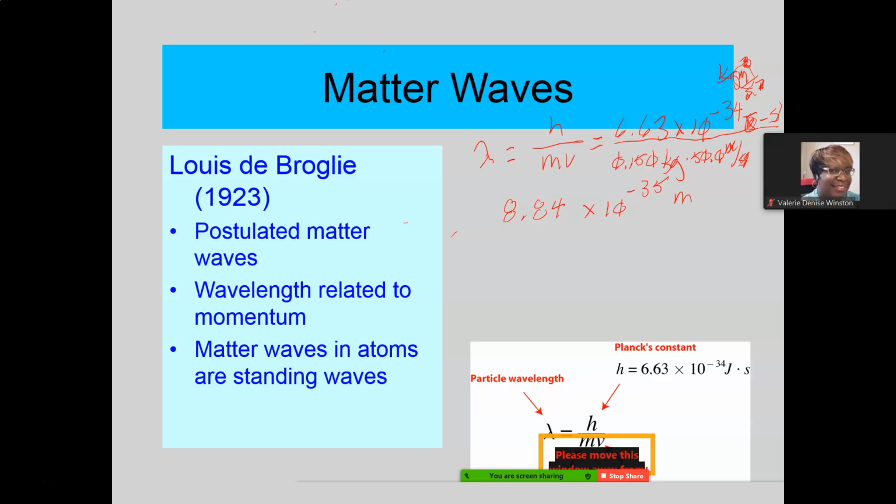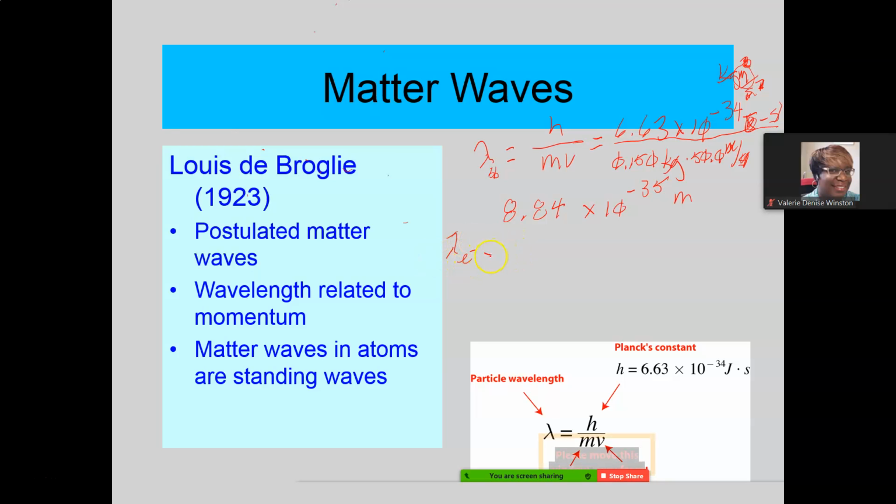Incredibly small. Okay? Now, let's look at something that's a bit smaller, like an electron. What is the wavelength? This is the baseball. Let's now do the wavelength of an electron, with a velocity of 6.1000 times 10 to the 6th meters.